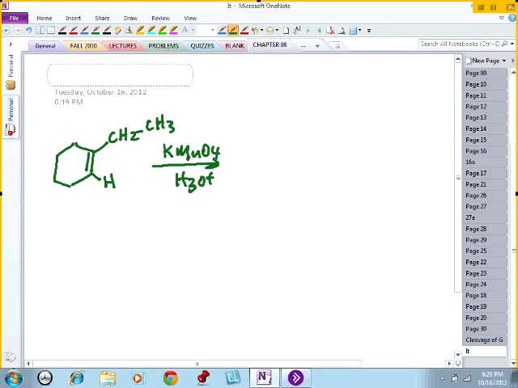Okay, what happens? What does this reagent do? Can you say it in your own words? It will cleave this, right? Okay, but now, because this carbon here is not attached to a hydrogen, this carbon only becomes the carbonyl of a ketone. And this carbon becomes the carbonyl of a carboxyl group.